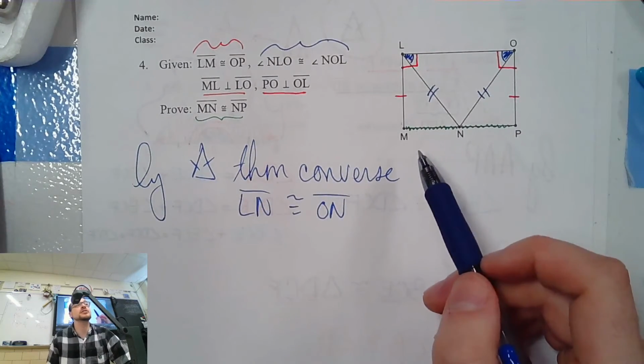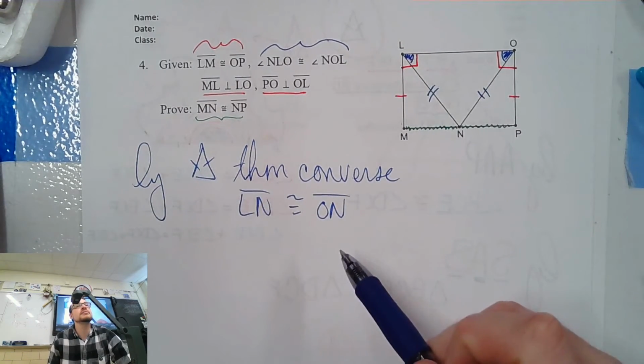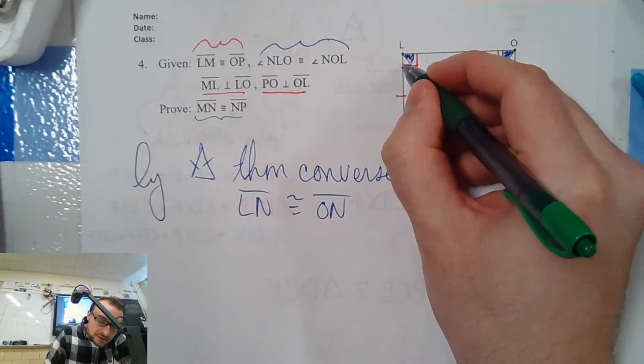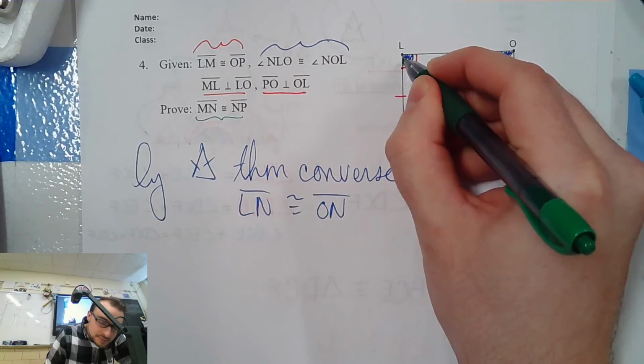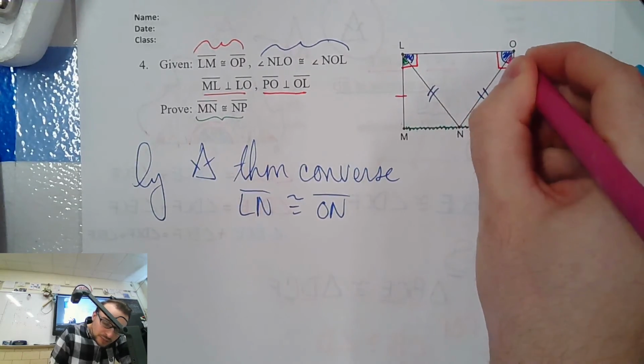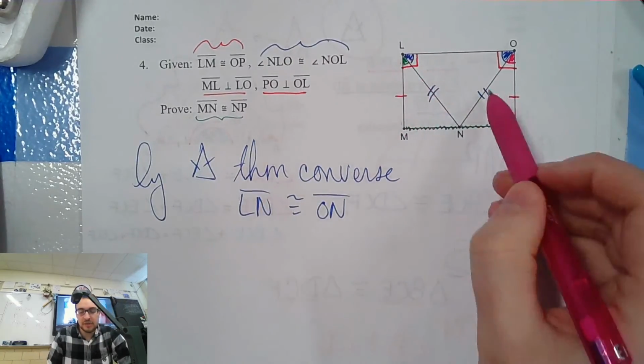Is there a way we can get some more information on these triangles? What about this angle right here? And this angle right here? If we could prove those congruent, then we'd have side angle side, right?